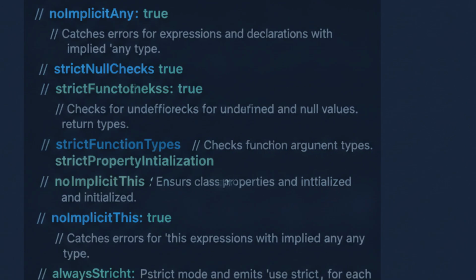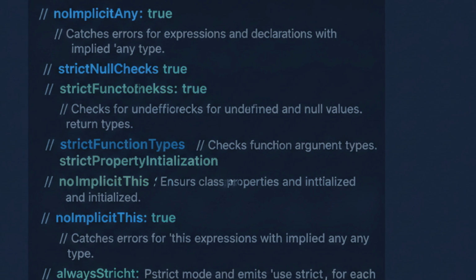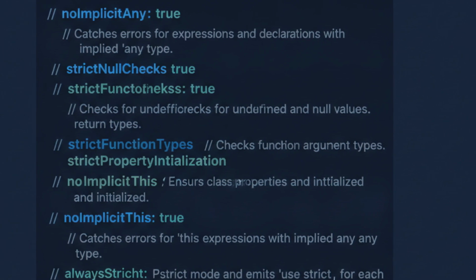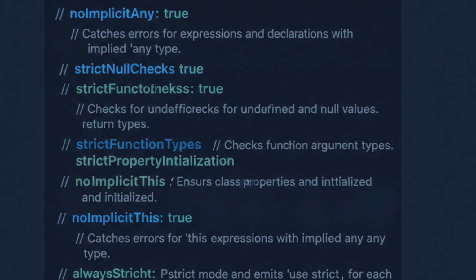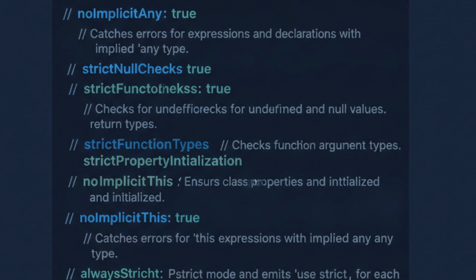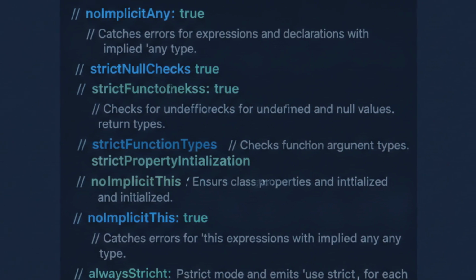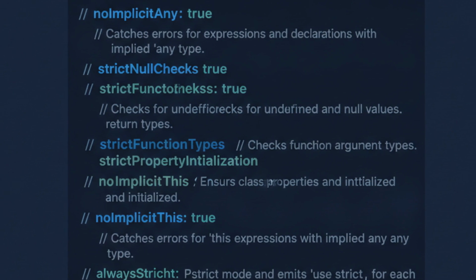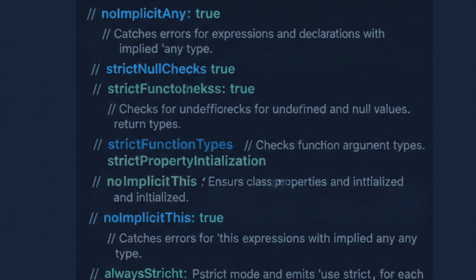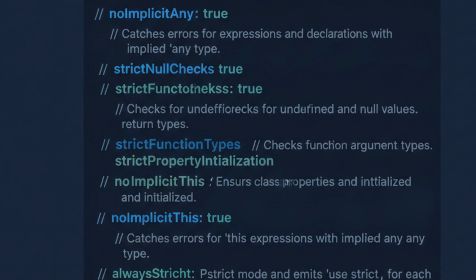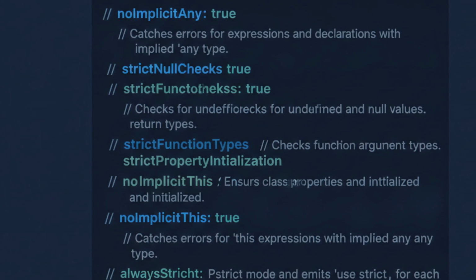So what does strict actually enable behind the scenes? It flips on several flags together. noImplicitAny stops TypeScript from silently letting variables be any type. strictNullChecks forces you to handle null and undefined properly. This one catches a huge number of real-world crashes. strictFunctionTypes and a few others tighten up how functions are checked. You can toggle these individually, but turning on strict is the clean shortcut that gives you all of them.